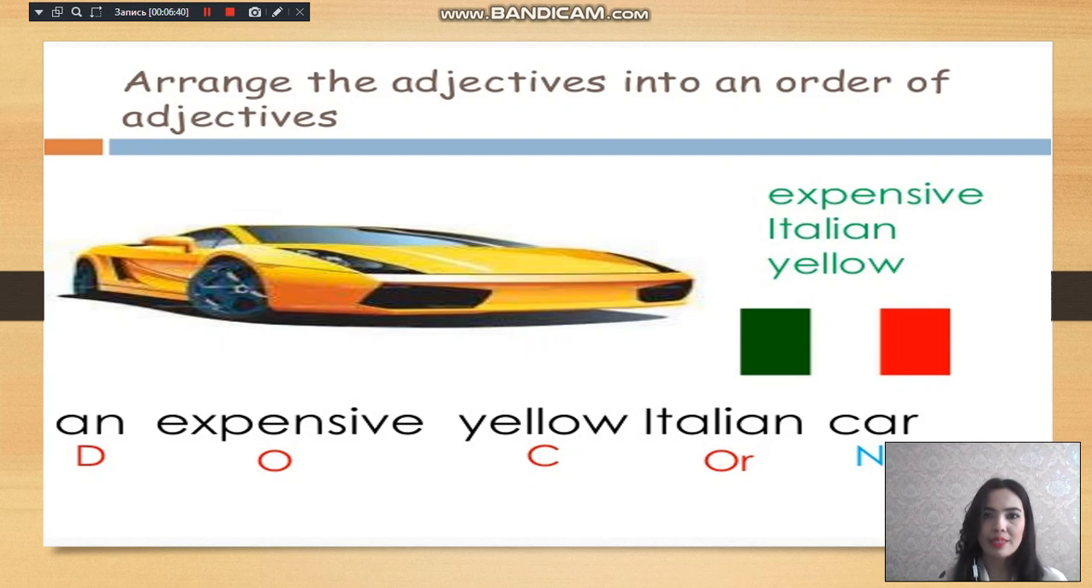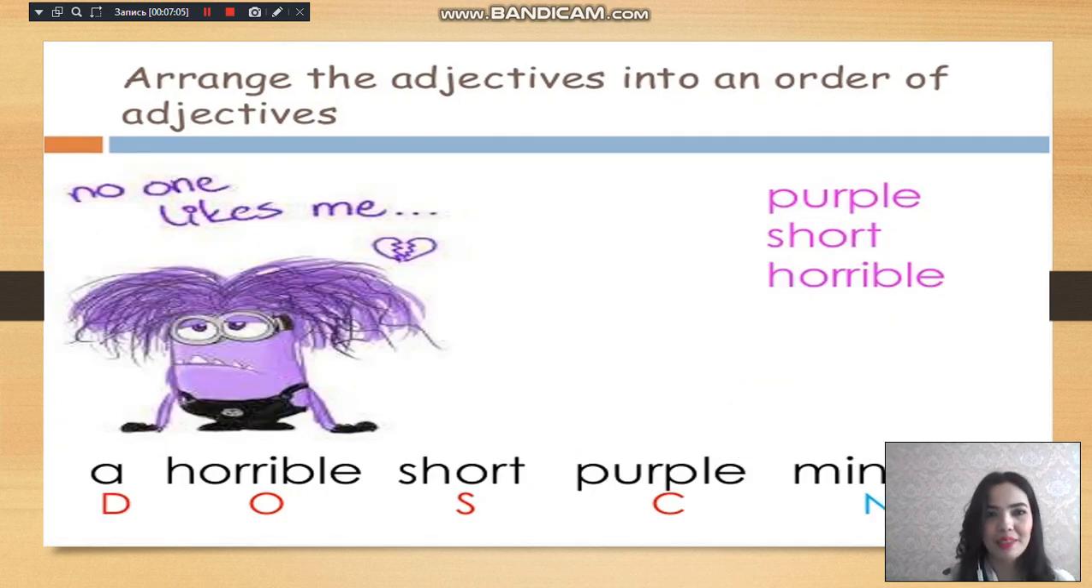So our task is to put these 3 adjectives in the right order. So we have a schedule. Remember? And let's do it. An expensive yellow Italian car. And here is the determiner, expensive, opinion, yellow its color, Italian, origin, and we have described here a car. So let's look at the next example.